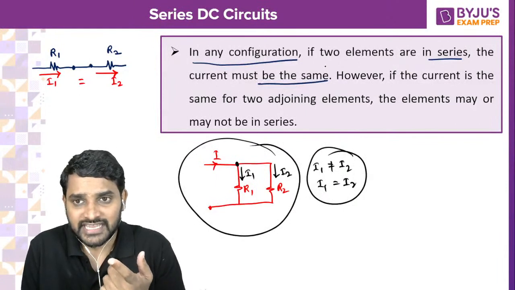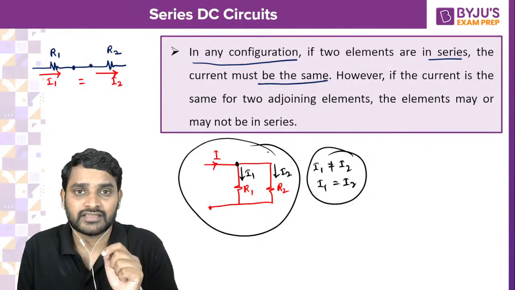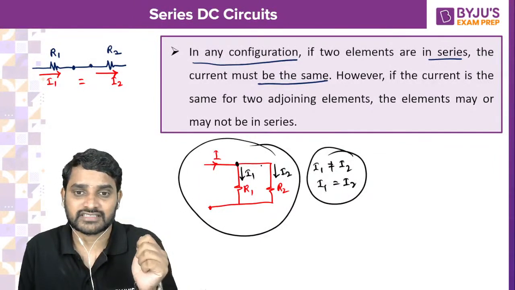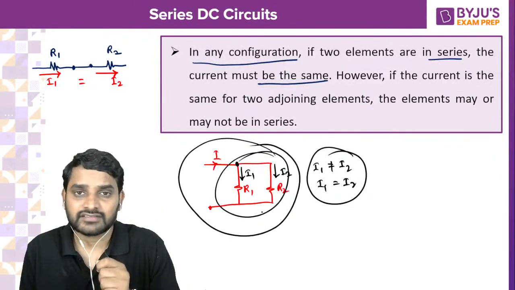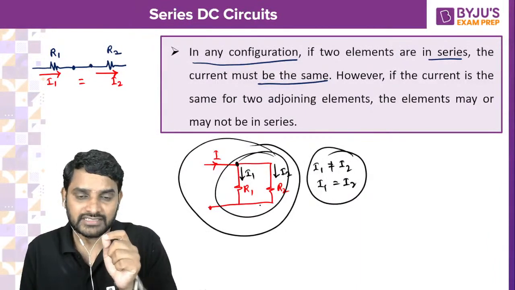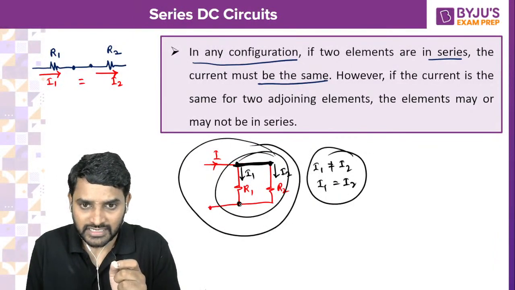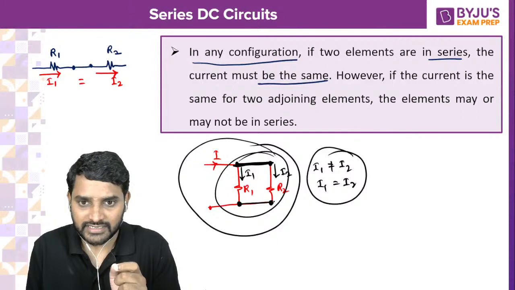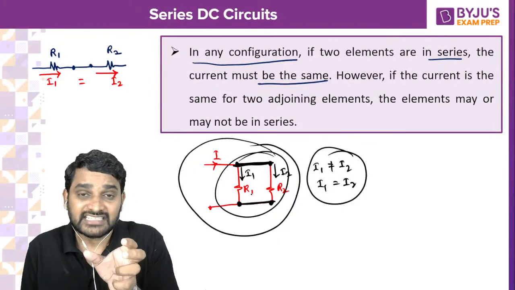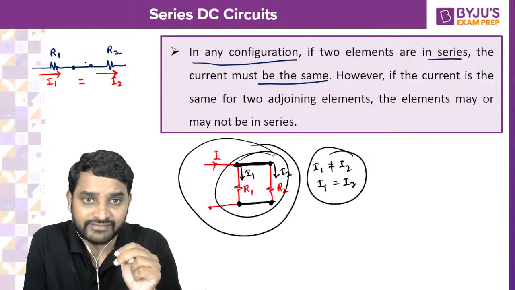Why? Because he's saying that if any two elements carry the same current, then we will call it a series connection. But you cannot call this a series connection, because the R1 terminal and R2 terminal are connected here once, and the R1 terminal and R2 terminal here are connected once again. The terminals of R1 and R2 are connected twice, but in the series case only once.